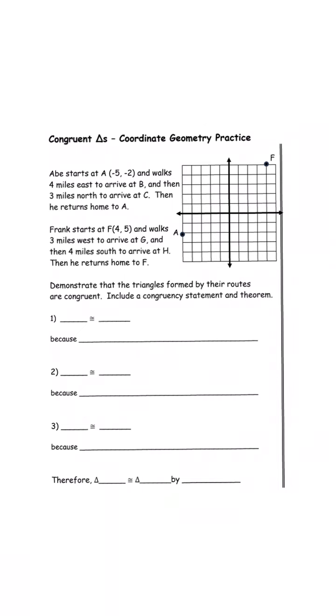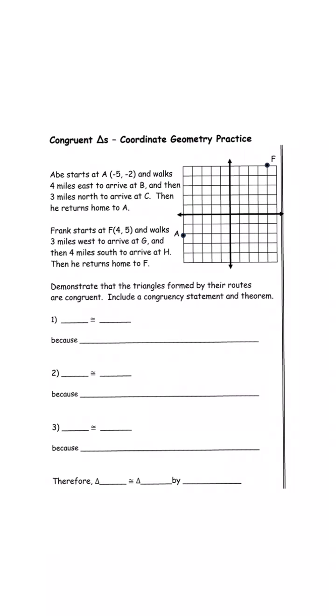And then from A, I'm going to go 4 miles east to arrive at B. So if I'm going to go 1, 2, 3, 4, B is right there. Okay. And then I'm going to draw a line. Okay. There's my line.